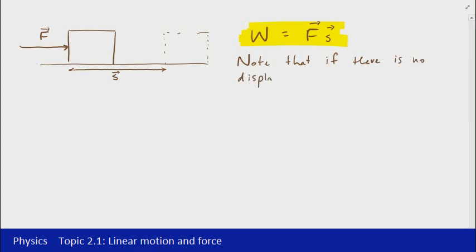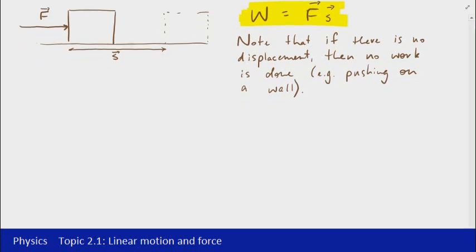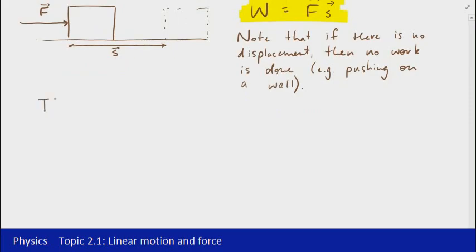An example of that is a situation where you apply a force, but you don't actually move the object that you're applying the force to. An example of that would be pushing on a wall. You can apply a force to the wall, but given that the wall doesn't actually move, then you're not actually doing any work on it. Even though you're expending energy, your muscles are doing something, we would say that no work has been done in that case.